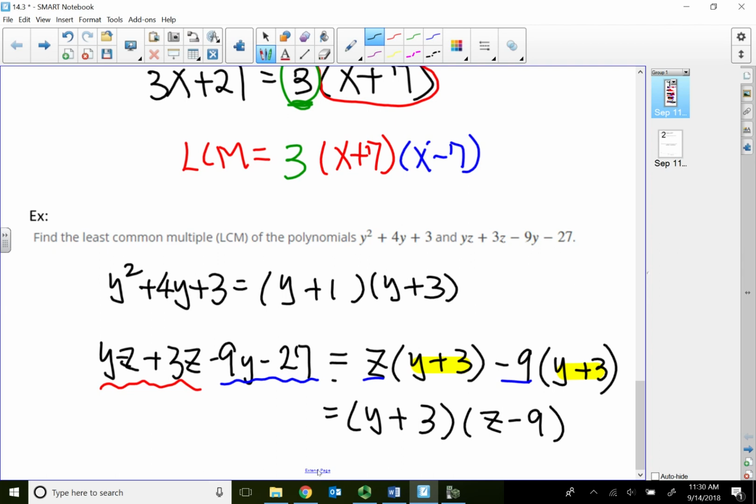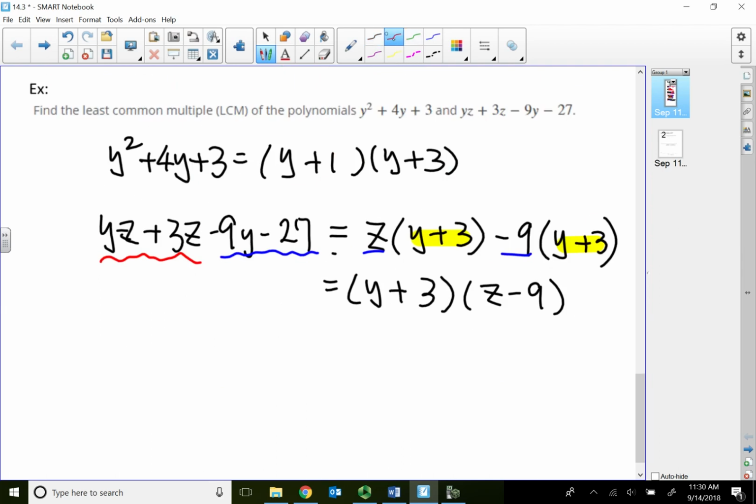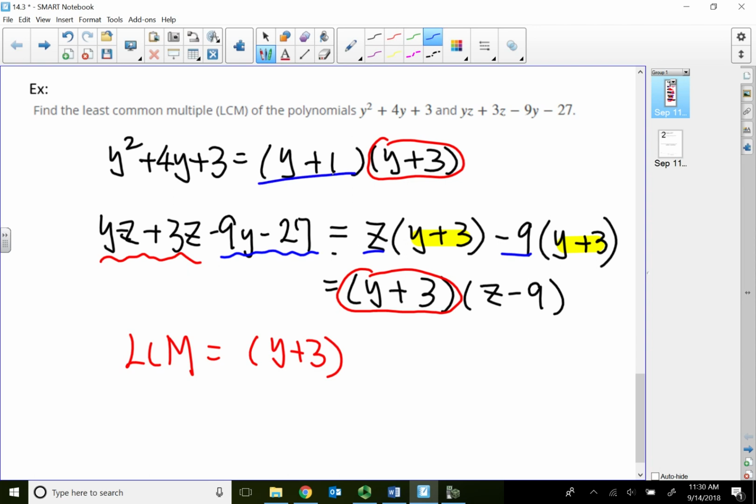All right, so for the least common multiple of the 2 polynomials, the y plus 3 repeated between the 2 polynomials, we only count that 1 time. The y plus 1 did not repeat, count that 1 time. This factor did not repeat with the factors from another polynomial, count that 1 time. The z minus 9 did not repeat with the factors from another polynomial, so we count that 1 time. All right, so that's your least common multiple.